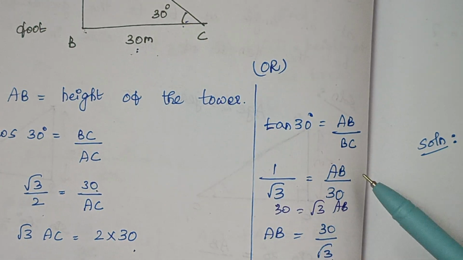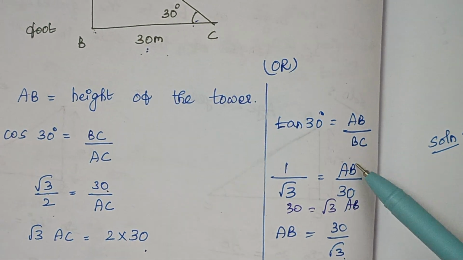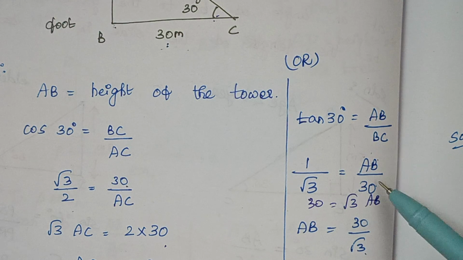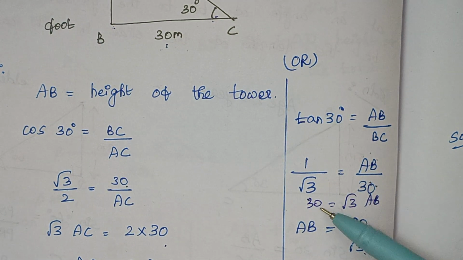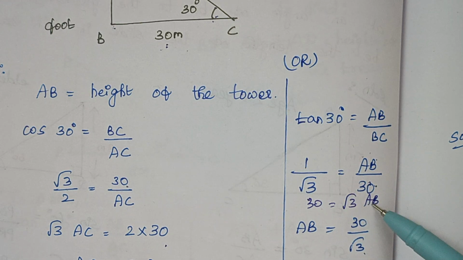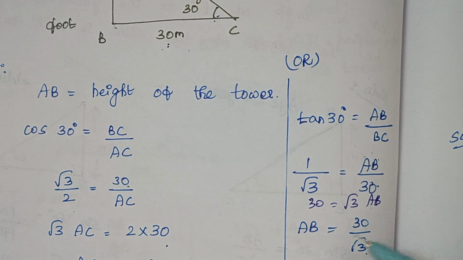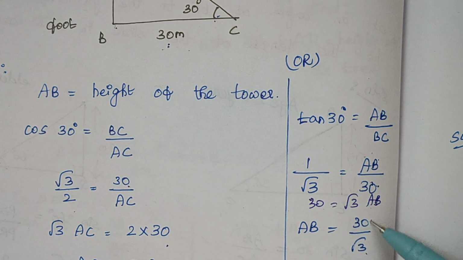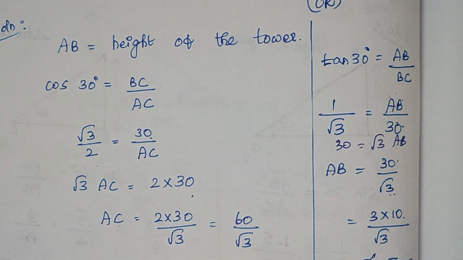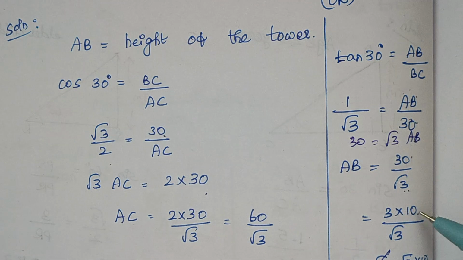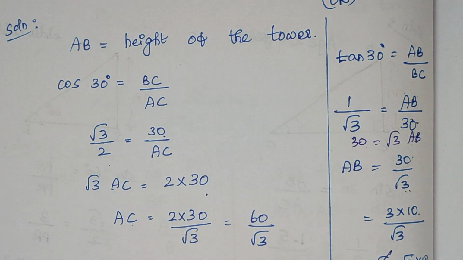AB remains as such, and what is the value of BC? Here it is 30. So just cross multiply: 1 into 30 is 30, and root 3 into AB. We need AB, therefore AB is nothing but 30 divided by root 3. So 30 can be written as 3 into 10. Here you may ask, why can't we write it as 15 into 2? That is also correct.